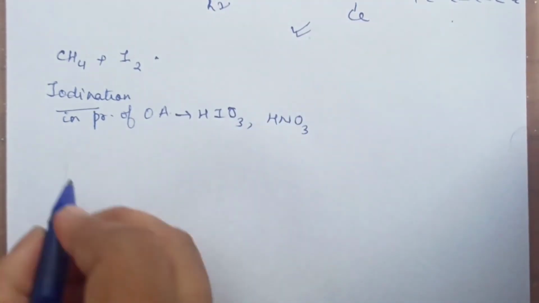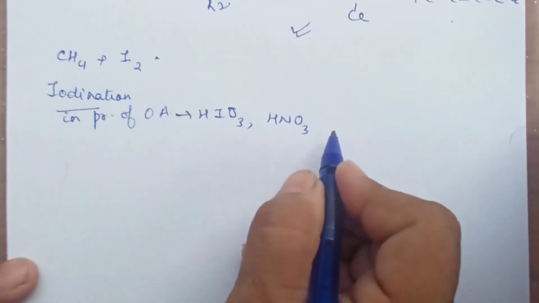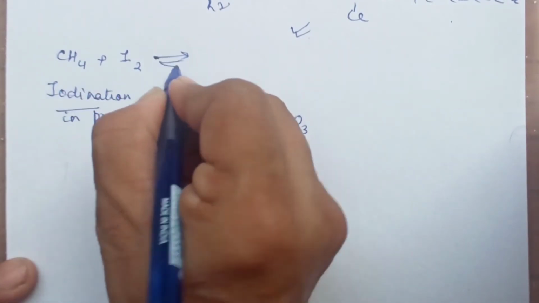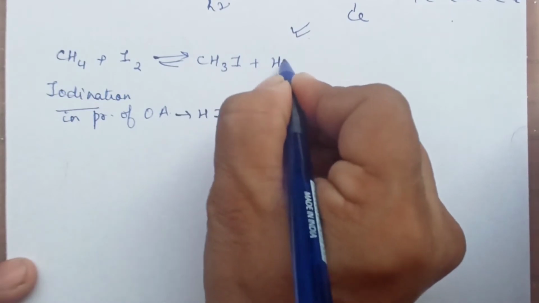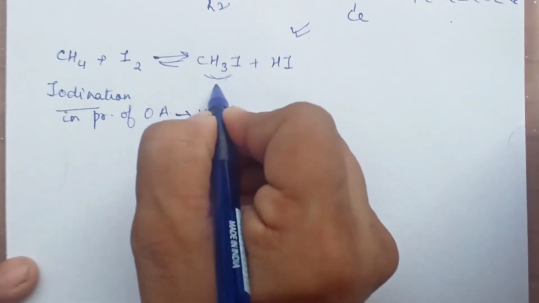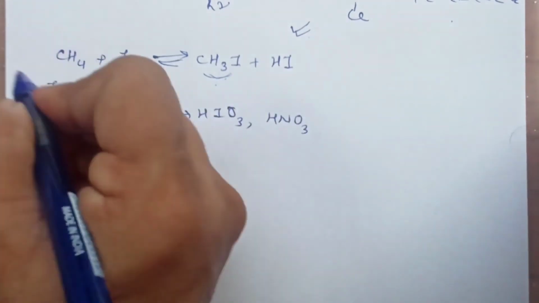This is a question asked. Iodination is always carried out in the presence of oxidizing agents. Why? The reason for that is iodination is a reversible process. So what you get is this plus HI. Since it is reversible, the product obtained will be lesser in amount, because the products themselves also will start reacting and form the reactant.